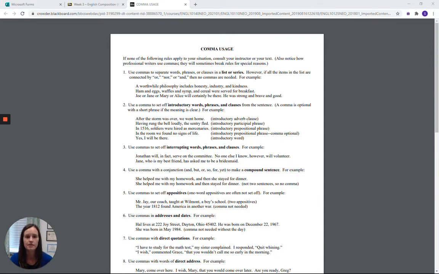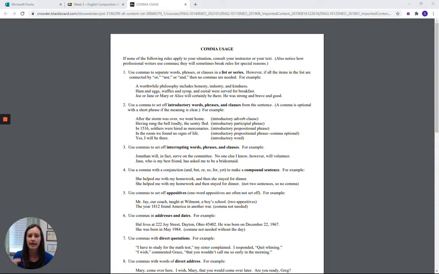So we use commas to separate words, phrases, or clauses in a list. This one you're probably familiar with. So here we have these commas in between these three items, right? Here we have ham and eggs, waffles and syrup, and cereal were served for breakfast. And so hopefully you can see how commas make meaning.